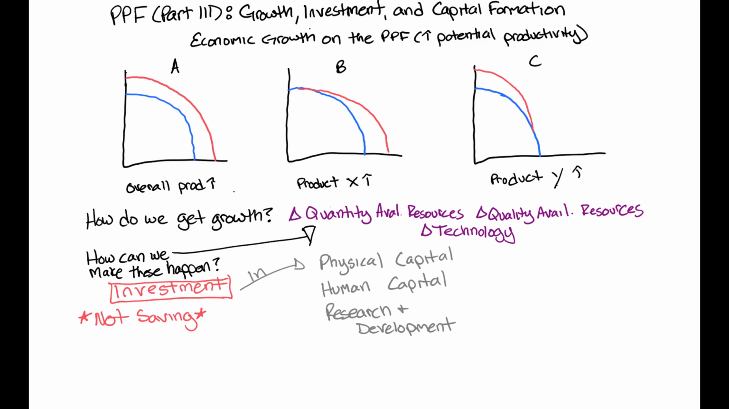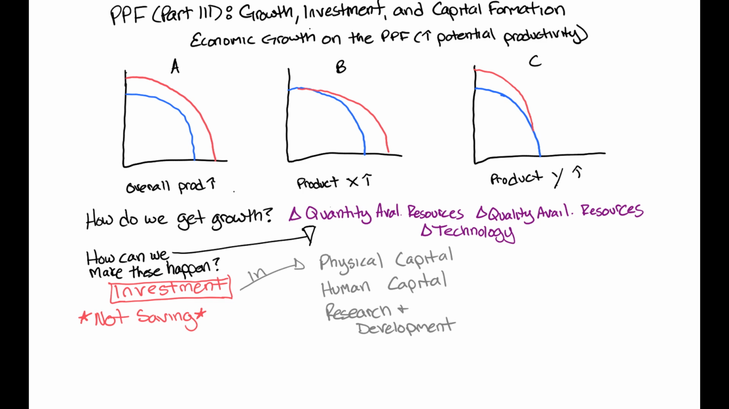So if we assume that investment is an outlay of resources to help you with future productivity, there are essentially three things we look for in investment to grow the production possibilities frontier. Those things are investment in physical capital, investment in human capital, and investment in research and development. Together, these are what cause changes in the quantity of resources, quality of resources, and technology.